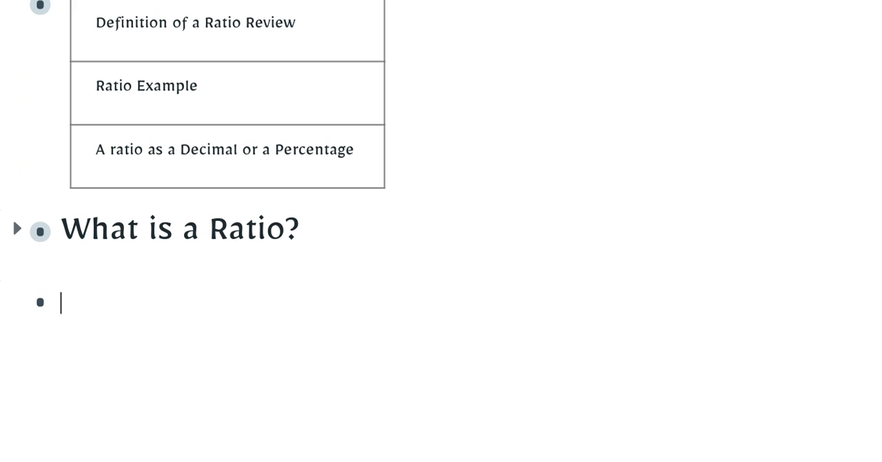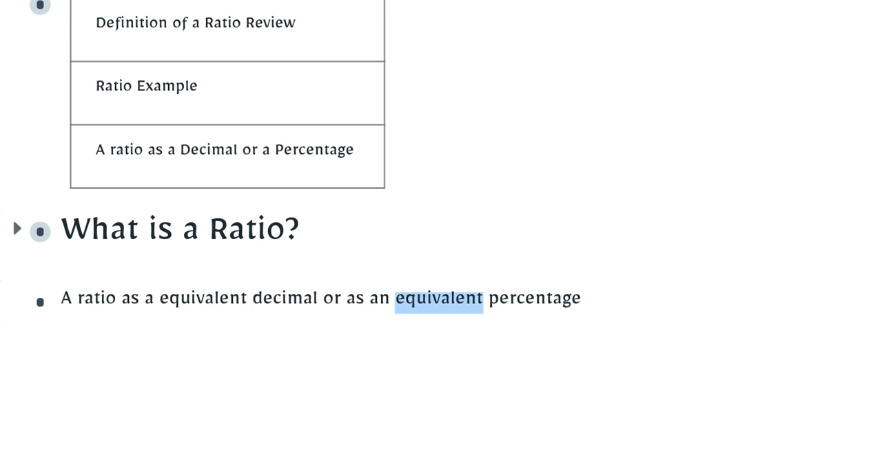Quick review. So we're going to go now to Book 2, page 111. If you have the soft copy that I gave you, it should be 115 or so. But just quickly go there. We're going to talk about a ratio as an equivalent decimal or as an equivalent percentage. What does the term equivalent mean?